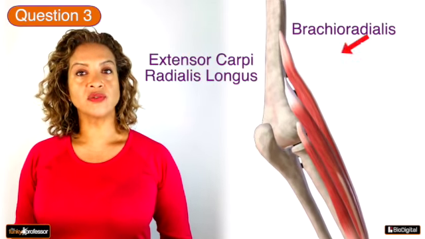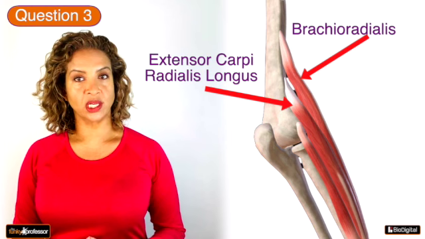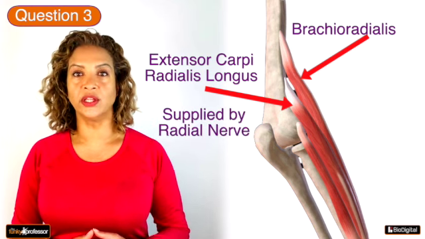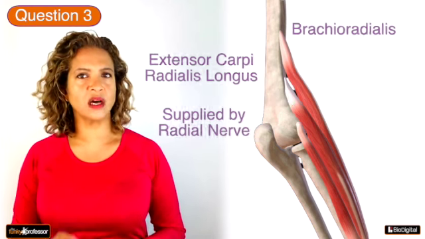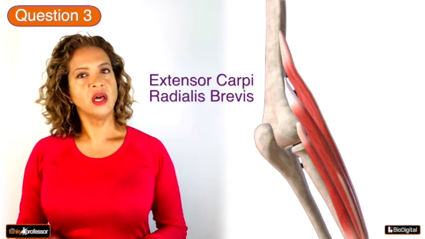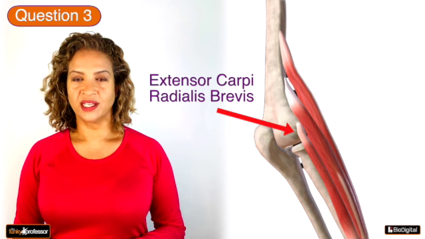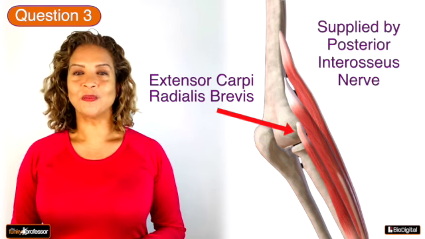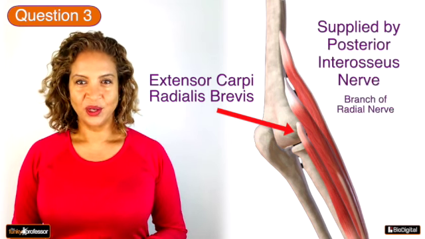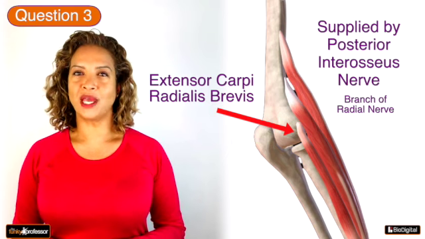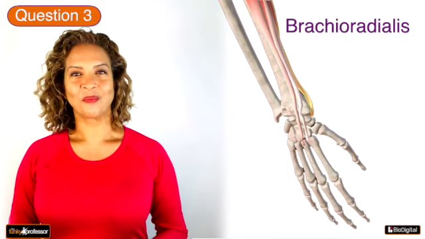Brachioradialis and extensor carpi radialis longus arise from the lateral supracondylar ridge and are supplied by the radial nerve. Extensor carpi radialis brevis, however, arises a little more distally at the common extensor origin and is supplied by the posterior interosseous nerve, which is a terminal branch of the radial nerve. All 3 muscles travel down the forearm and fan out in their attachment.